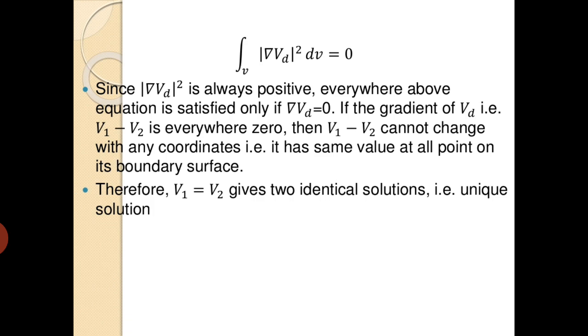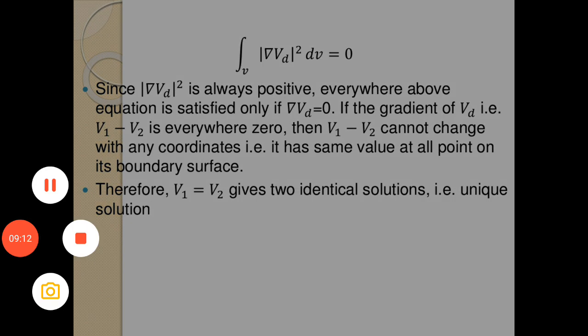Since modulus of del Vd squared is always positive, the equation is satisfied only if del Vd is 0 everywhere. If the gradient of Vd, that is of v1 minus v2, is 0 everywhere, then v1 minus v2 cannot change with any coordinate, so it has the same value at all points on the boundary surface. Therefore v1 is equal to v2, giving two identical solutions, which means a unique solution. Hence this is the proof of the uniqueness theorem, which gives only a unique solution. Thank you.